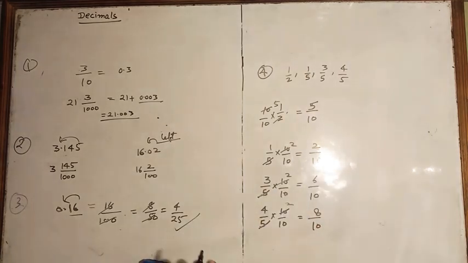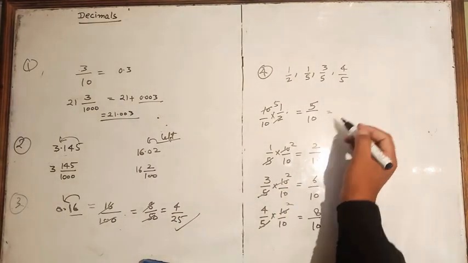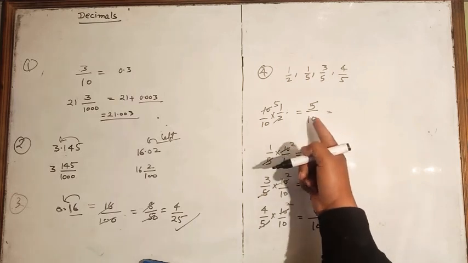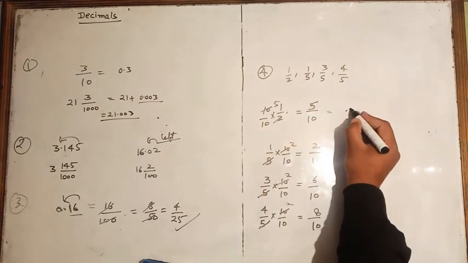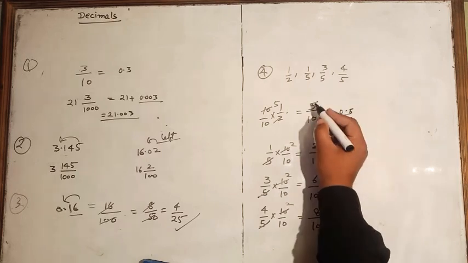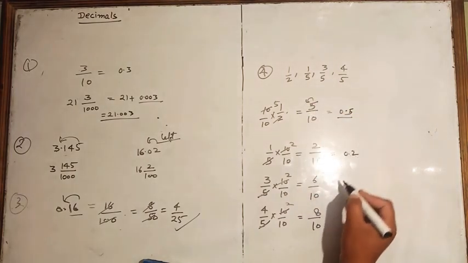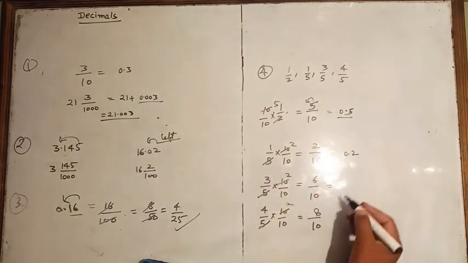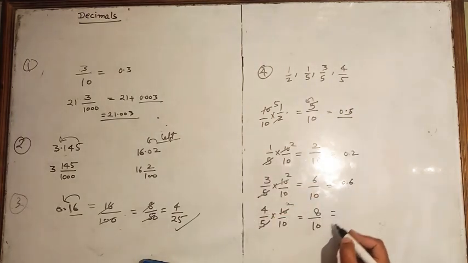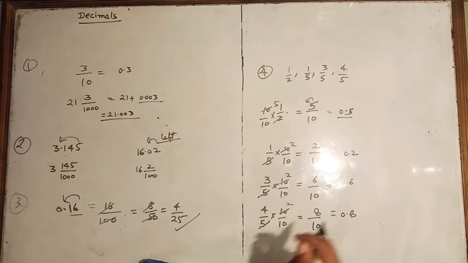Or one more thing you have to do, write these numbers in decimal form. So in the decimal form what will it be? See, divided by 10, so 0.5 will be our answer. One place to the left it will move, so again divided by 10, 0.2 it will be, because 1 place left, then 0.6 and it will be 0.8. Like this we will write.